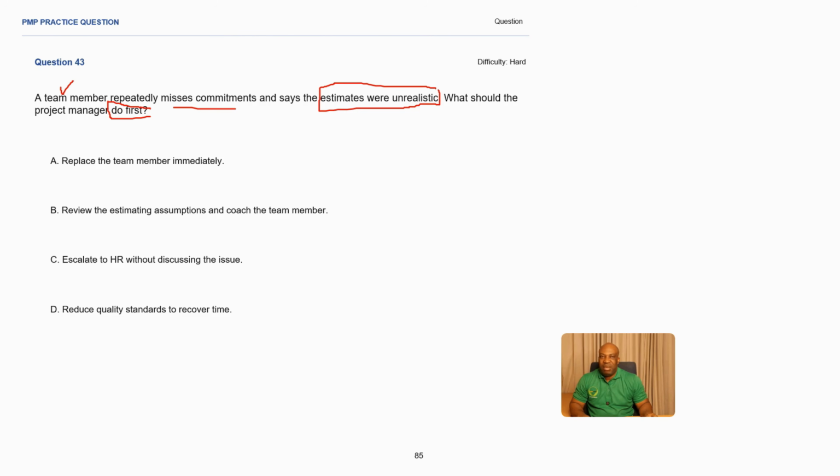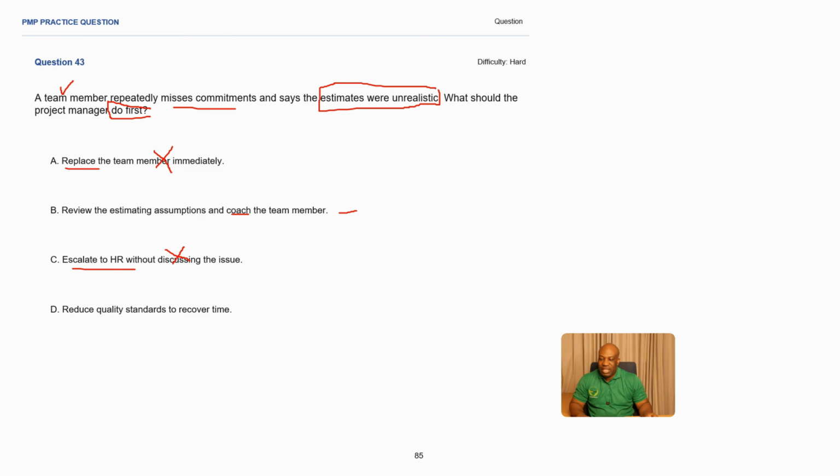A, replace the team member immediately. Never do this in a project as a project manager. You don't replace a team member because they're raising concerns. You try to understand the concerns, making this one incorrect. B, review the estimating assumptions and coach the team member. It makes sense. I like the word coach. Project manager is supposed to coach team members. C, escalate to HR without discussing the issue. Never escalate to HR. The project manager is supposed to manage the project on a day-to-day basis, making this one incorrect.